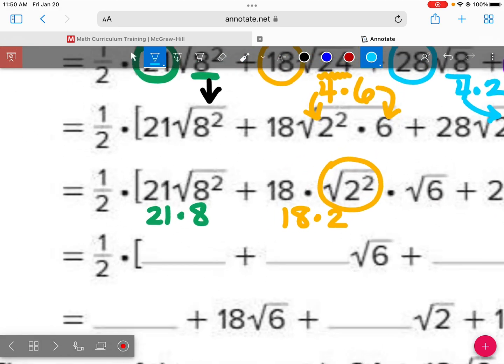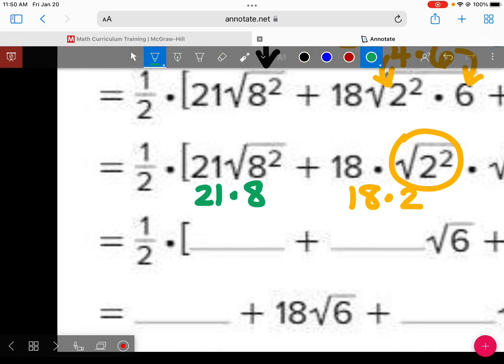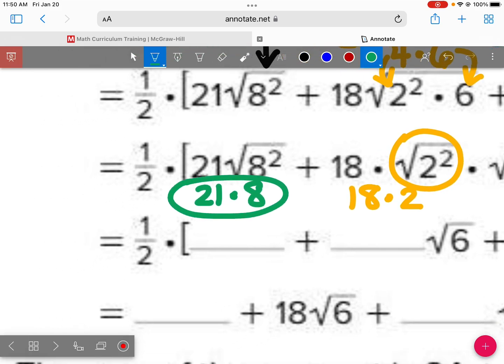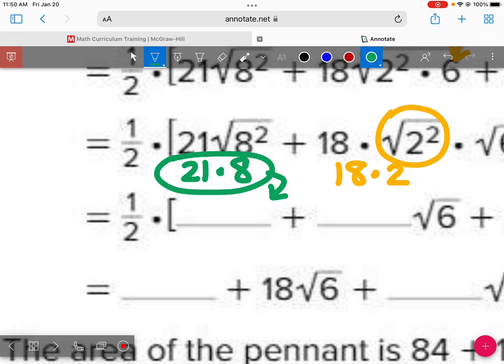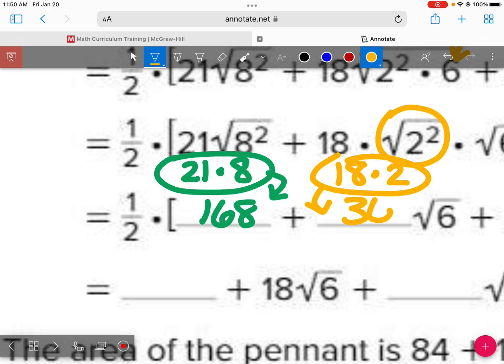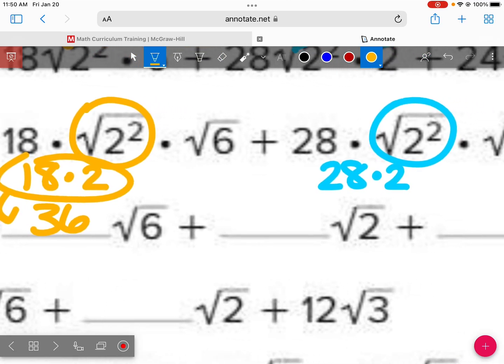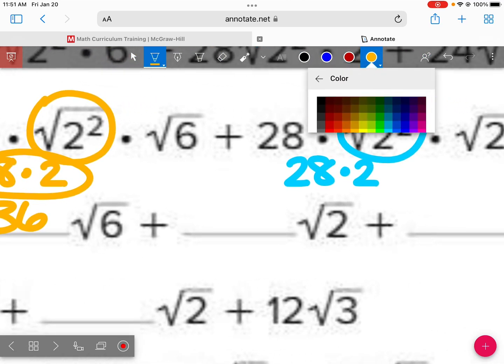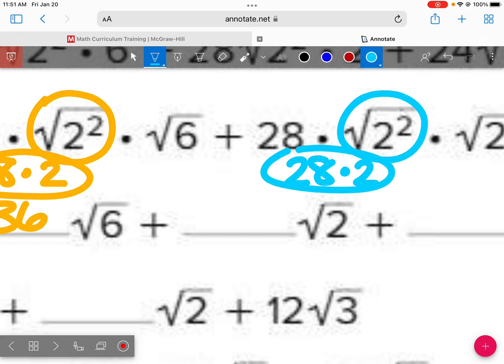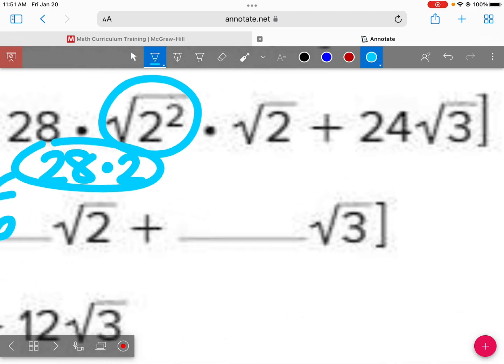All right, let's multiply each of these pieces together. You're going to need to grab a calculator for me real quick. I need to multiply 21 and 8 together. What is 21 times 8? 168. I need to multiply 18 and 2 together. 36. I need to multiply 28 and 2 together. 56. And what do I put on this very last blank line? 24.